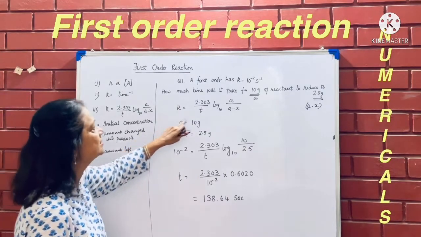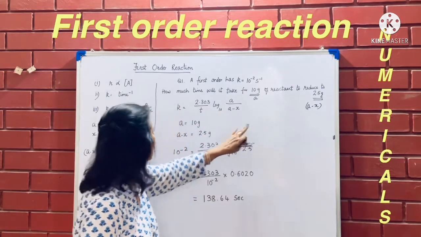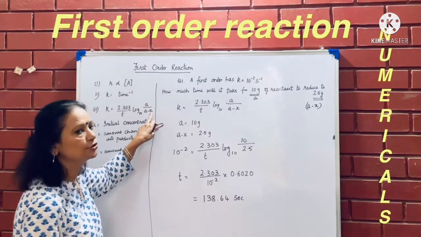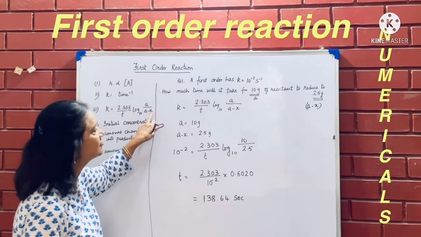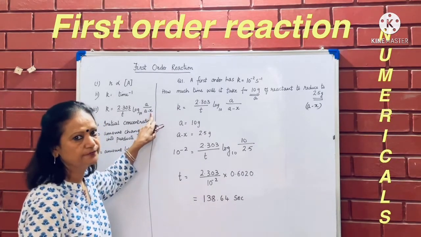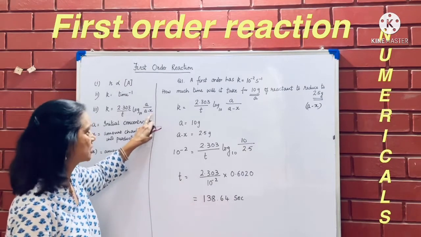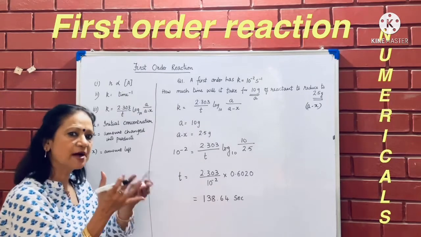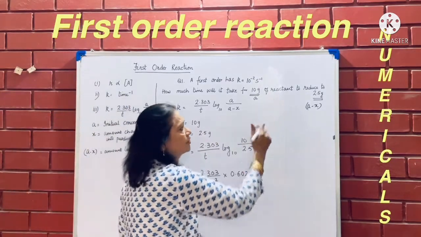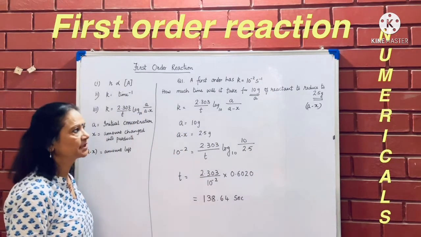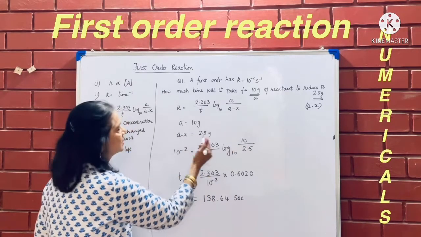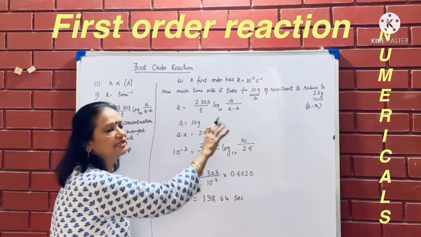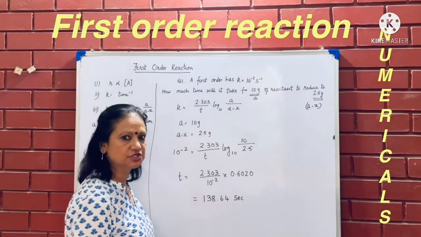If it had said that 10 grams of the reactant has changed into some product, then I would have taken 2.5 as the product, which would be X. But now it says that it has reduced to the amount that is left behind is 2.5. So A minus X becomes 2.5. So directly I am just substituting the value. The only thing is that you must understand what the question says.